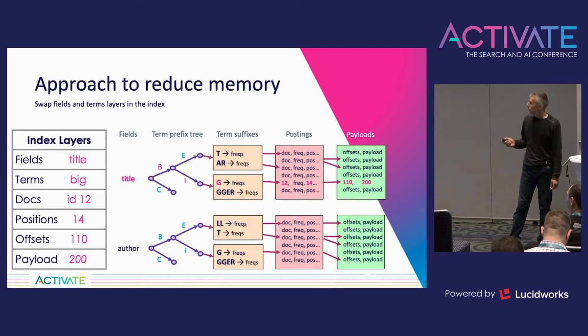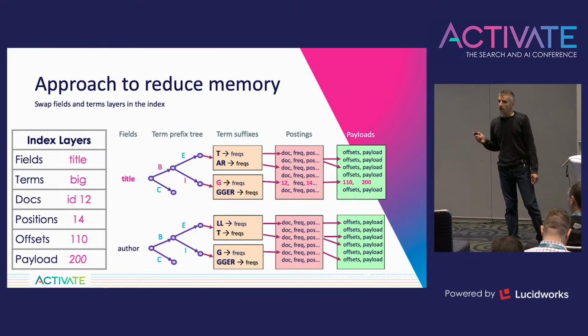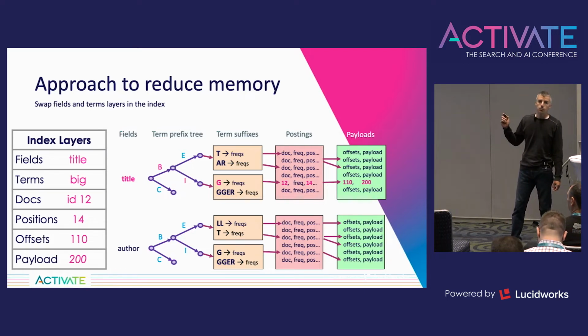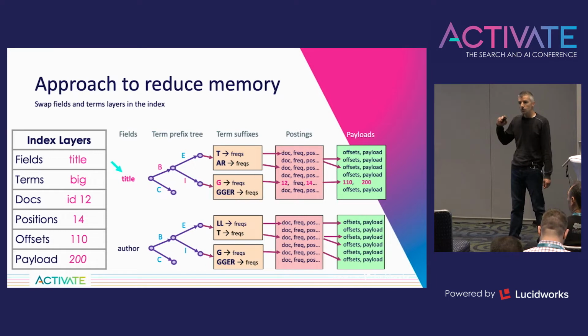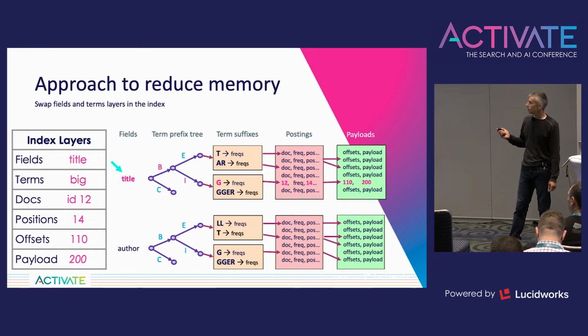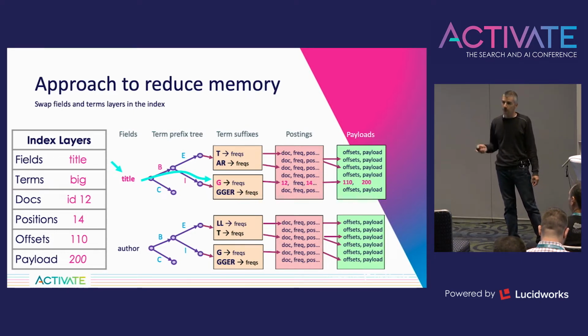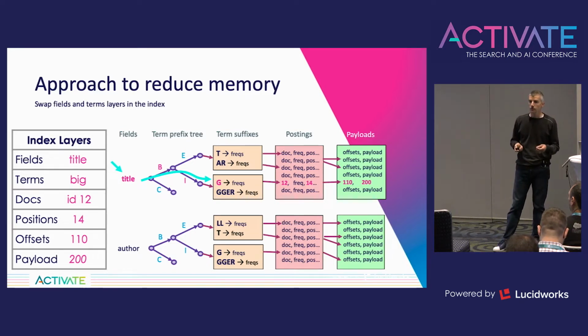Let's take an example. We want to search the term big in the field title. Field is the first layer, so we'll first get the index for the field title. Then we'll look up in the index for the term big, first browsing the dictionary prefix tree. And we go to the corresponding block in the term suffixes of the dictionary. There we can get data about the term.